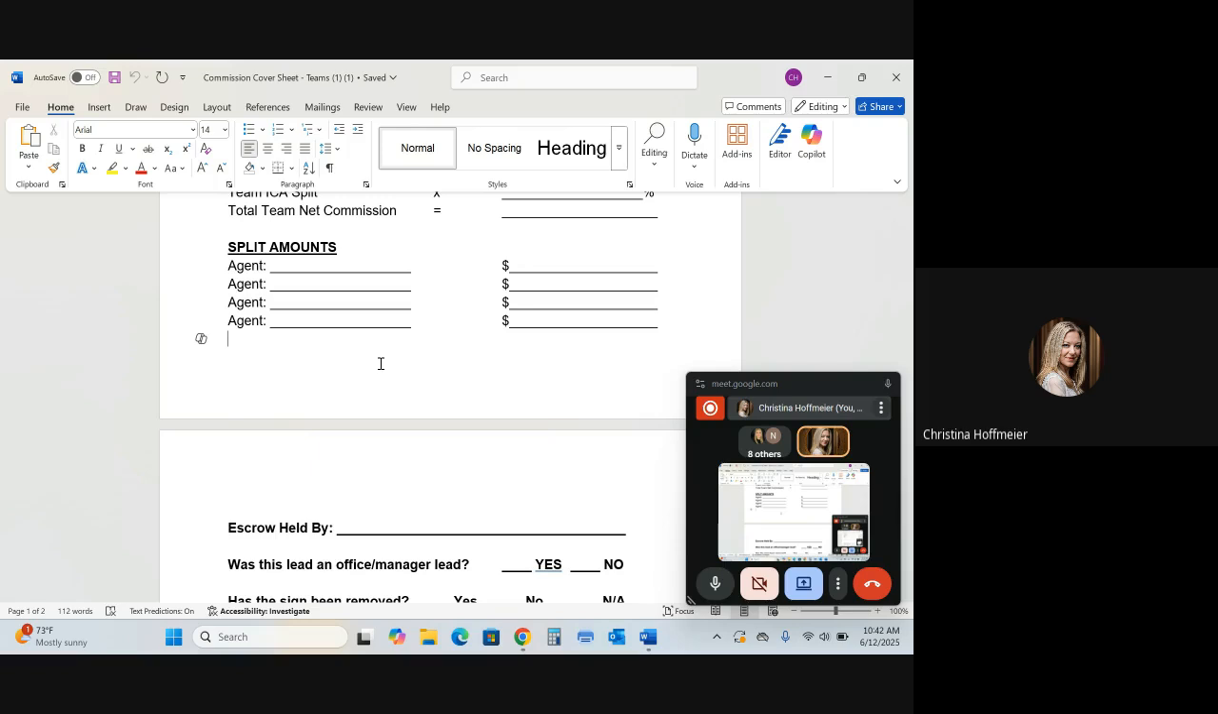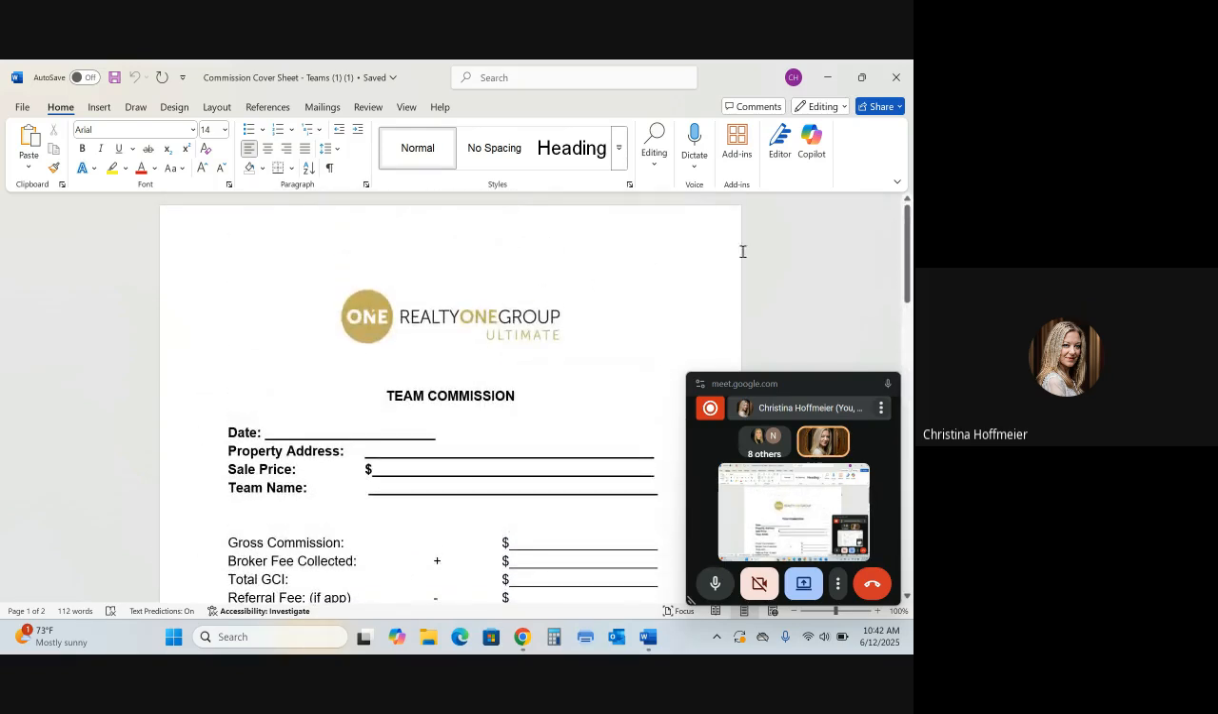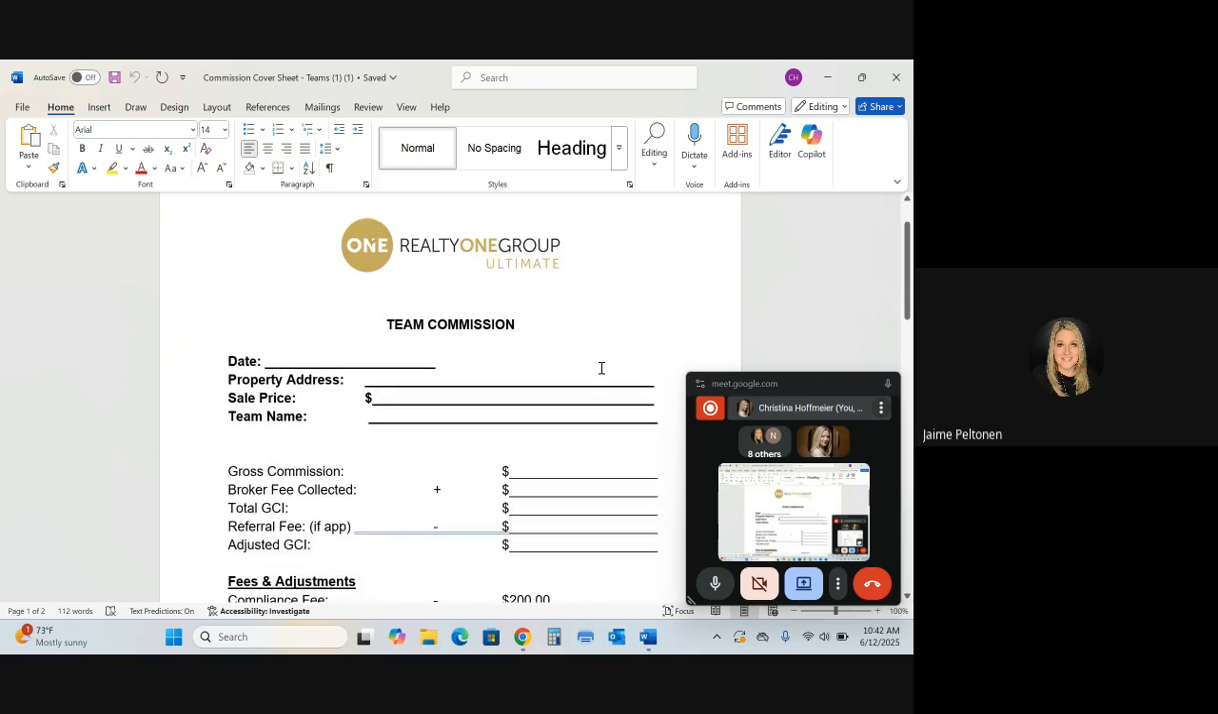Any questions on team commission statements? So with the team commission statement, only one person turns that in, correct? Like with Bella and Rebecca, say Rebecca would be the only one to turn this in.